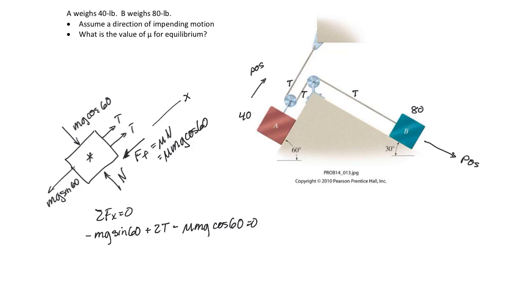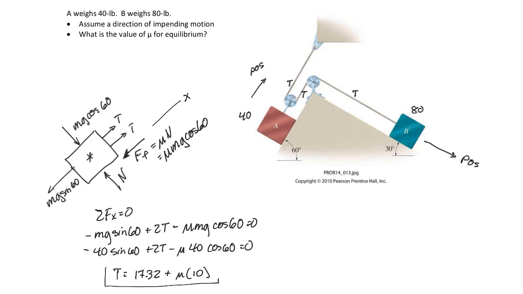Let's put the numbers in and see what we get. Minus 40 sine of 60 plus 2T minus mu times 40 cos 60 equals 0. Mu is my unknown here, so I'm just going to keep that as a variable. I can solve this for T, which is equal to 17.32 plus 10 mu. Obviously I can't solve that for mu quite yet. What we're looking for is the value of mu for this situation to stay in equilibrium.